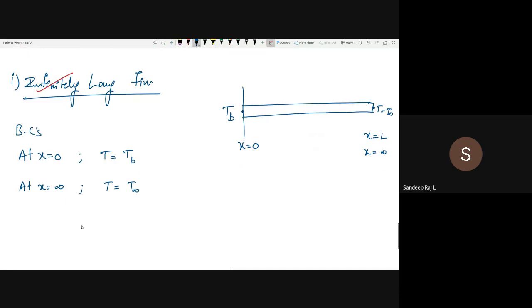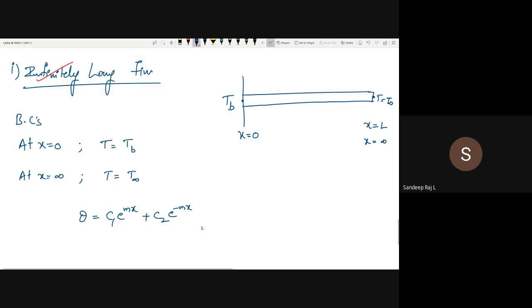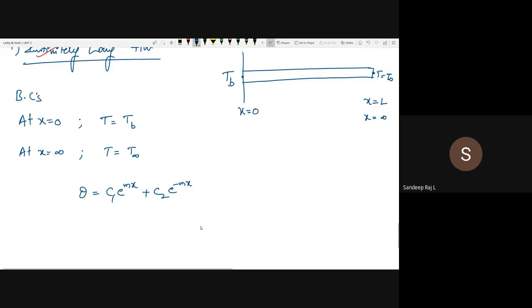What is the general solution we have? The general solution we have is theta is equal to C1 into e power mx plus C2 into e power minus mx. This is your general solution. Now, into this, I have to substitute the boundary conditions. But this general solution is in terms of theta, so I have to convert my temperatures also in terms of theta.